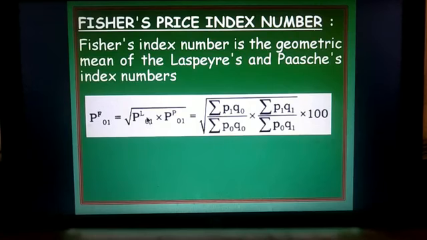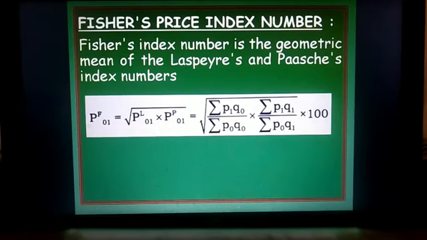That is the reason here, as a geometric mean, we are writing the square root of P01L multiplied by P01P. Once again these can be expanded, we can write their expressions. Here you can look at the cursor. Multiplied by P01P, once again its expression can be written. Only this much is under the square root, and multiplied by 100 is as usual for any index number.